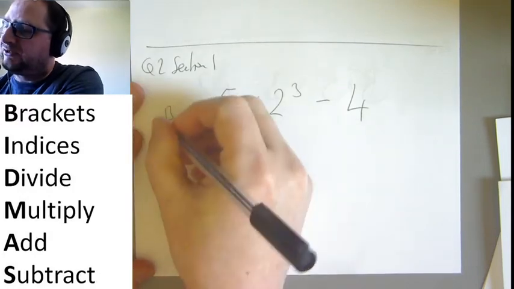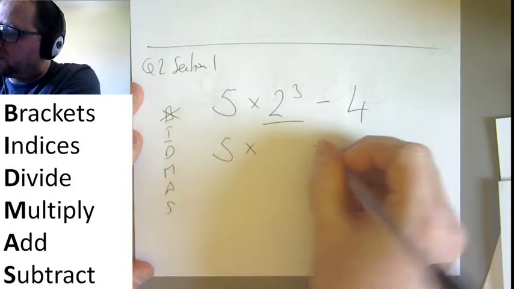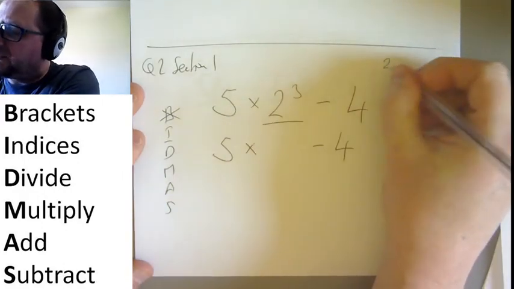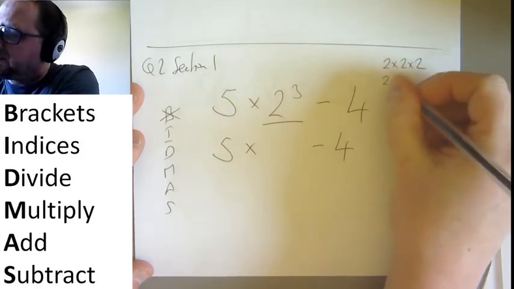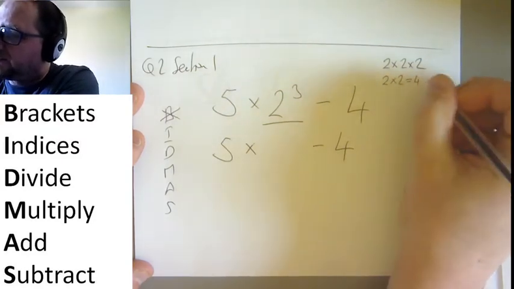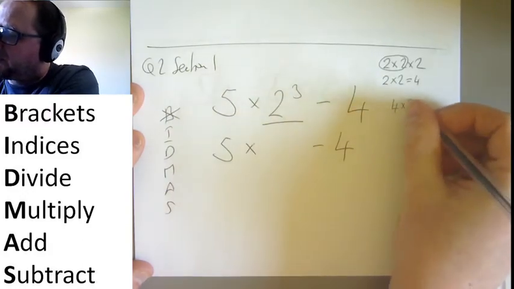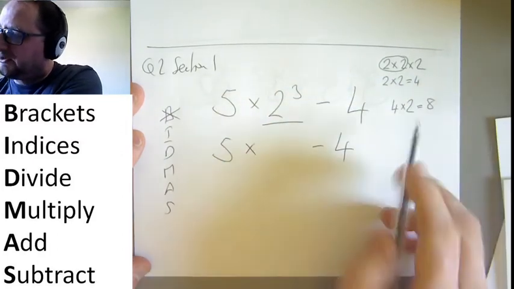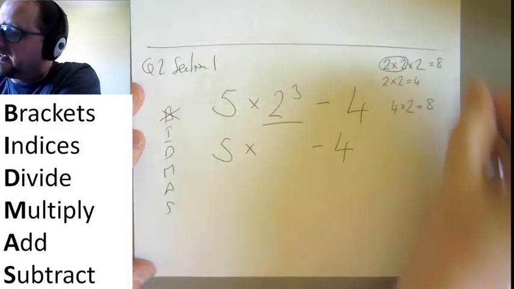Are there any brackets? No. Is there an indice? Yes. Meaning I don't touch the other two operations just yet. Now 2 to the power of 3 is 2 times 2 times 2. 2 times 2 generates 4. So I know that this part is worth 4. I then have to multiply it by another 2, which gives me 8. So 2 times 2 gives me 4, times 2 gives me 8.